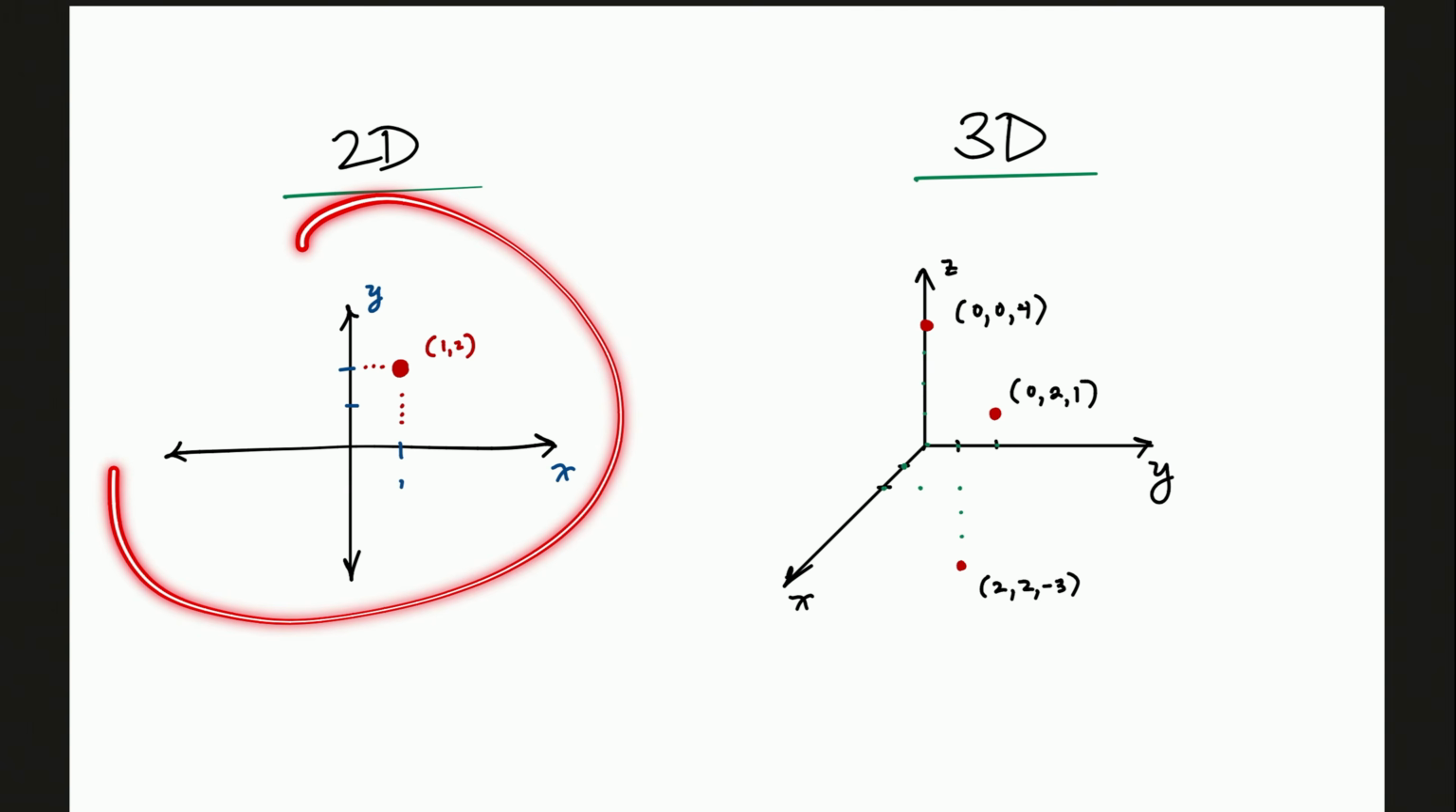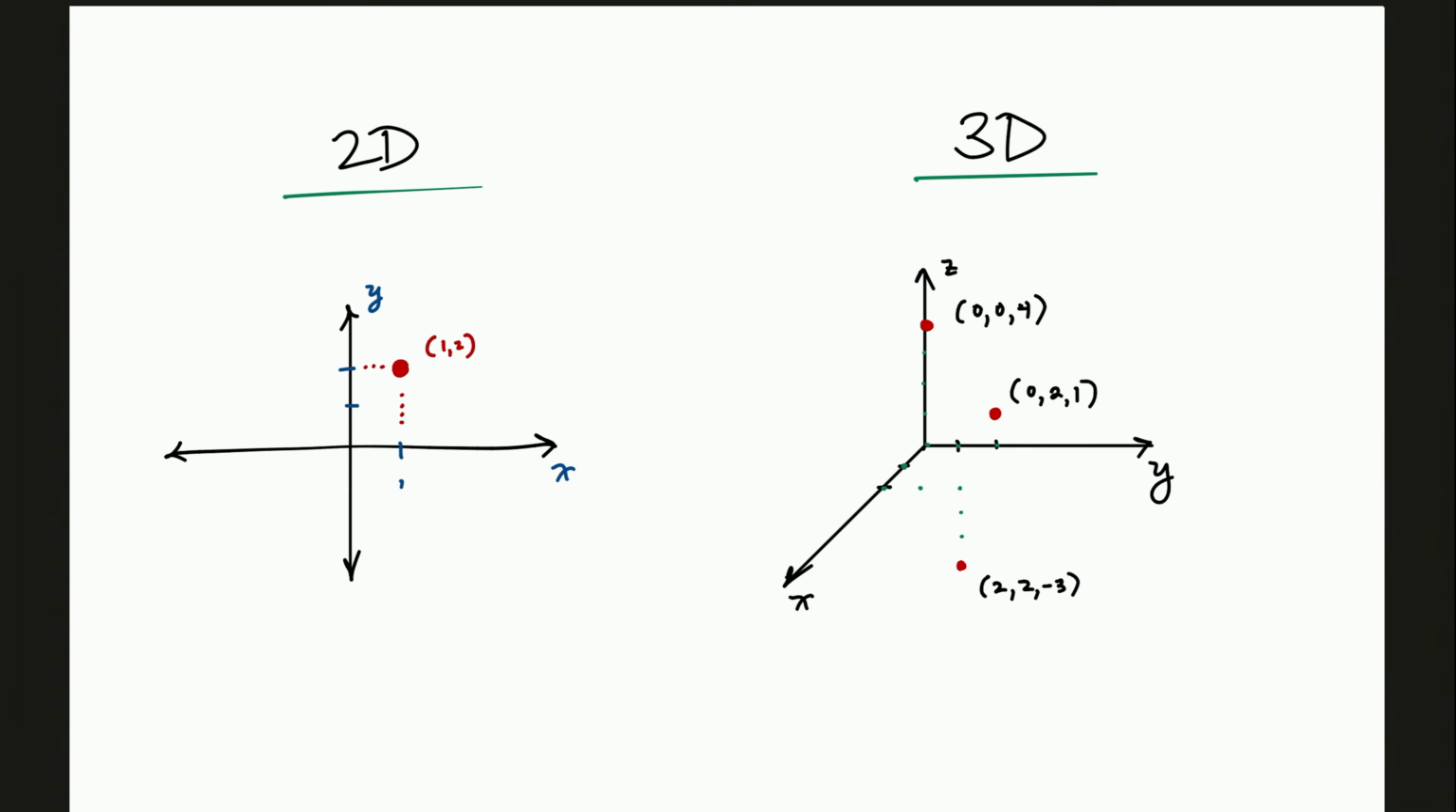So in 2D, if you are asked to plot a point, then what you need to do here, for point (1, 2), you need to move 1 unit along the x-axis and then you move 2 units along the y-axis. That's why you end up here.